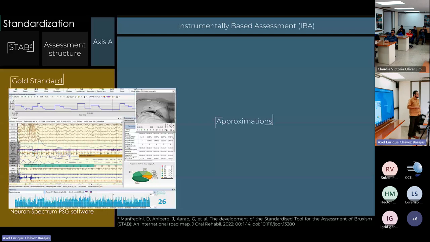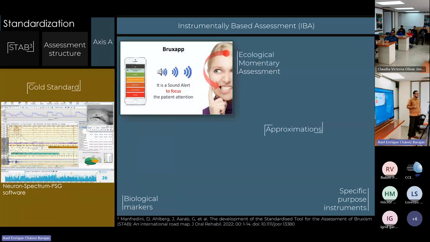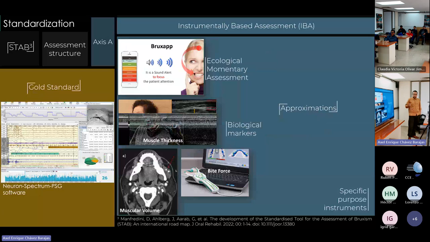However, there are other approximations that seek not to replace polysomnography, but to compensate for its limitations. In that sense, there are three main categories. The first is ecological momentary assessment, which is the use of mobile apps to make the subject self-aware of their masticatory activity. There are also biological markers: discrete measures of the muscular capability or the masticatory capability, like MRI, muscular volume, muscular thickness using ultrasound, or bite force.